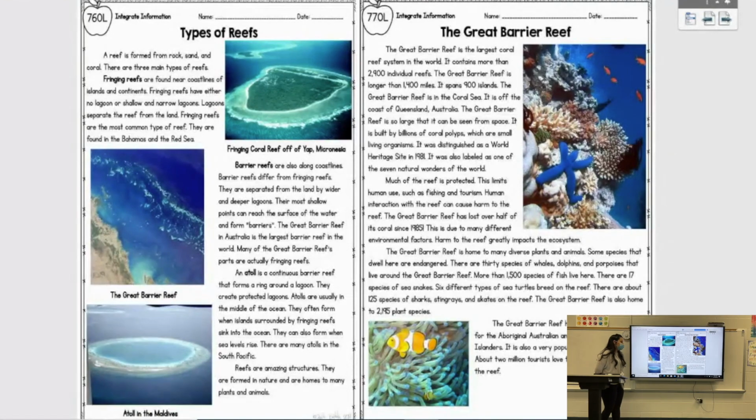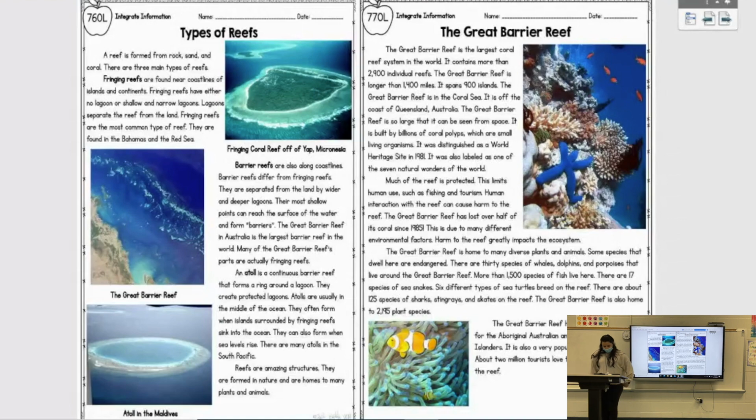Reefs are amazing structures. They are formed in nature and are homes to many plants and animals. And we've got images of each example of the discussed types of reefs. Okay, now we're going to read another text that's solely focused on the barrier reef.